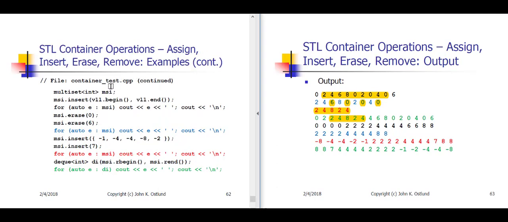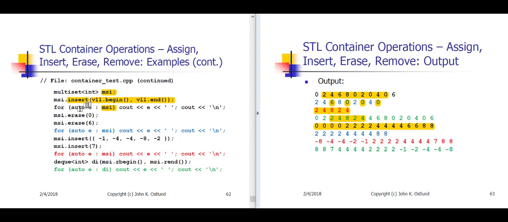Finally, here on slide 62, I'm creating a multiset of int, msi. Initially, msi is empty. Then I'm doing an insert into msi of the entire sequence of values in the vector vi1, from the beginning up to but not including the end. When I display msi in this black range for loop, the elements of msi are the same as the elements of vi1, except that a set, in this case a multiset, stores elements by default in ascending order. So I have 4 zeros, 4 2s, 4 4s, 2 6s, and 2 8s.